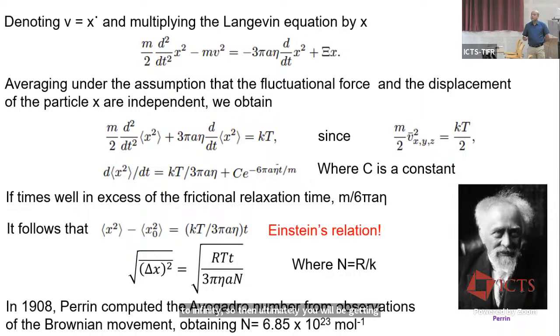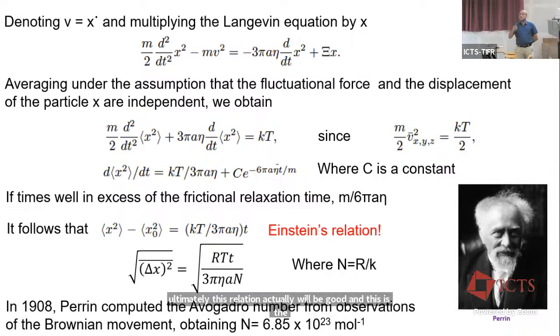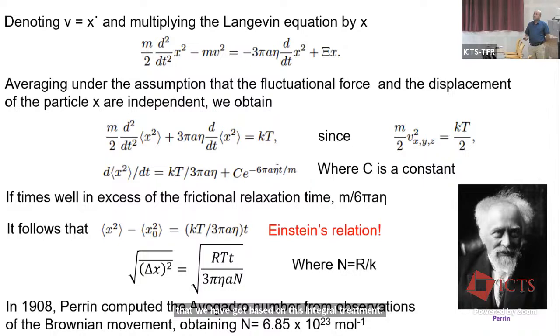And this is the same form as the Einstein relation that we got based on this integral treatment. Here you see that the mean square displacement has a square root of t dependence, which Einstein already discovered. This relation means that the Langevin description works well, and it also describes Brownian motion.